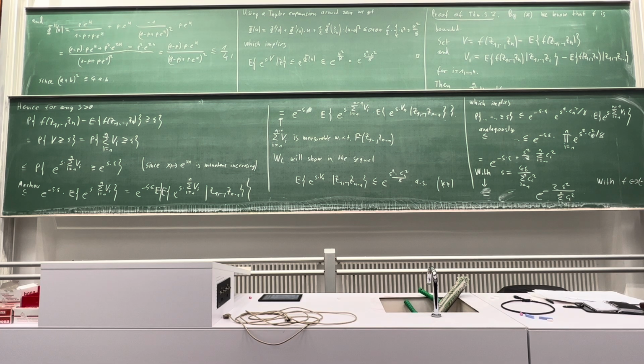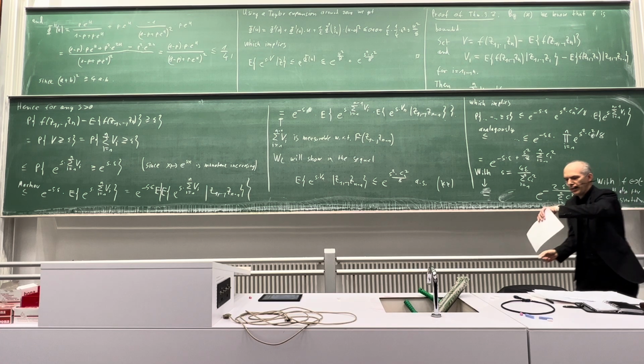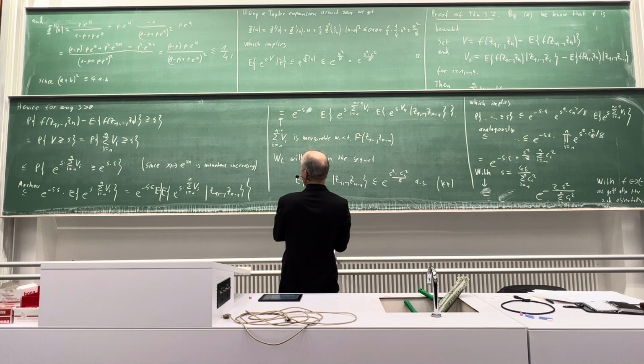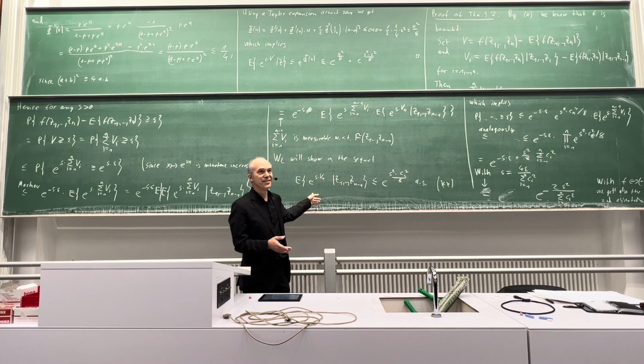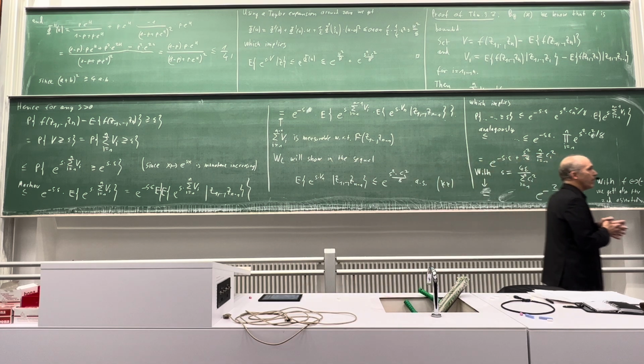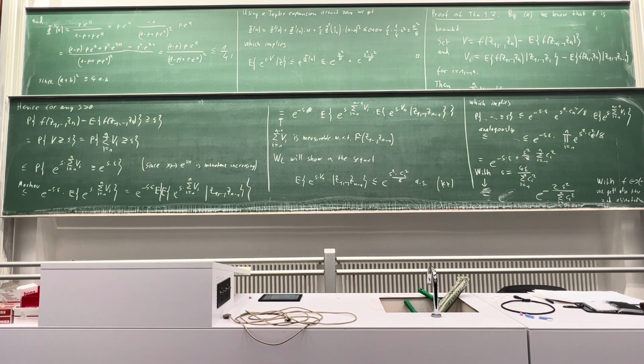With f replaced by minus f, we get also the second assertion. And you see what is left is the proof of star, or star star. And that will be our lemma from the previous one. Okay?